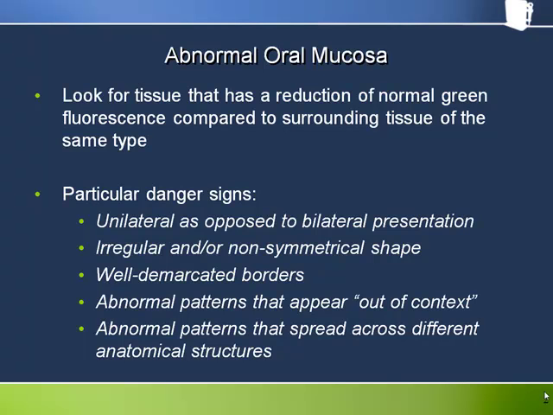Also, be on the alert for fluorescence patterns that appear to be out of context or unexplainable. When you see something under fluorescence that you really didn't expect to see, based on what you saw under white light, a good question to ask is always why. This should generally invite some further investigation of the area. Finally, abnormal patterns, whether they be under white light or under fluorescence, that spread across different anatomical structures should be investigated closely.